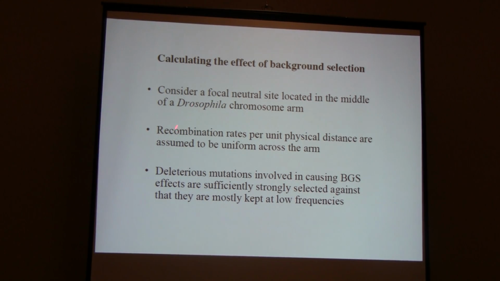So the model I've used is very crude. We have a neutral site located in the middle of a Drosophila chromosome arm. Ignore the fact that the recombination rates are not exactly uniform across the arm. And I'm also assuming that since we're dealing with the freely recombining part of the genome, we can keep the assumption that they're fairly strongly selected against.